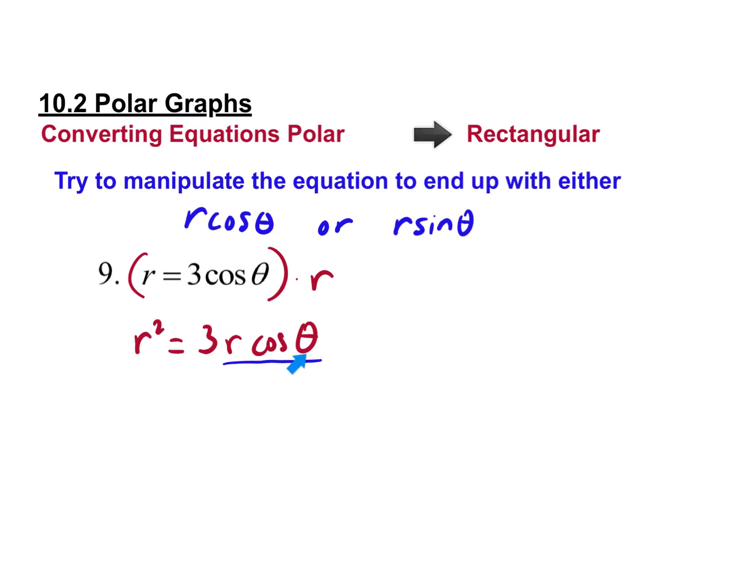Very good. What about this r squared, though? Because this is just x now. What am I going to do with this r squared? How do I deal with that? x squared plus y squared. Very good. Equals 3x. Well done. That's it. Okay, so that's not too bad.